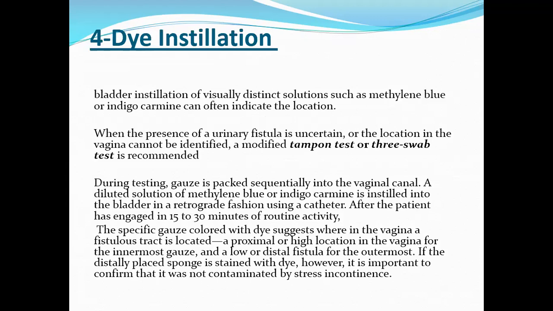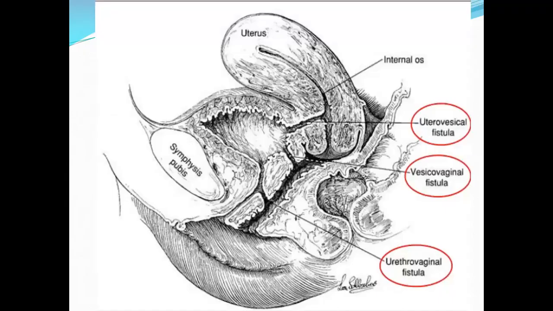Dye instillation. In this procedure, we instill into the bladder visually distinct solutions such as methylene blue, which is blue, or indigo carmine, which is approximately orange. Thus we can specify the site of the fistula by the tampon test or the three swab test. In this test, we put three swabs in the vagina, one high up, one in the middle, and one low. And we inflate the bladder with methylene blue. We ask the patient to move around for 15 to 30 minutes. And then we remove the swabs.